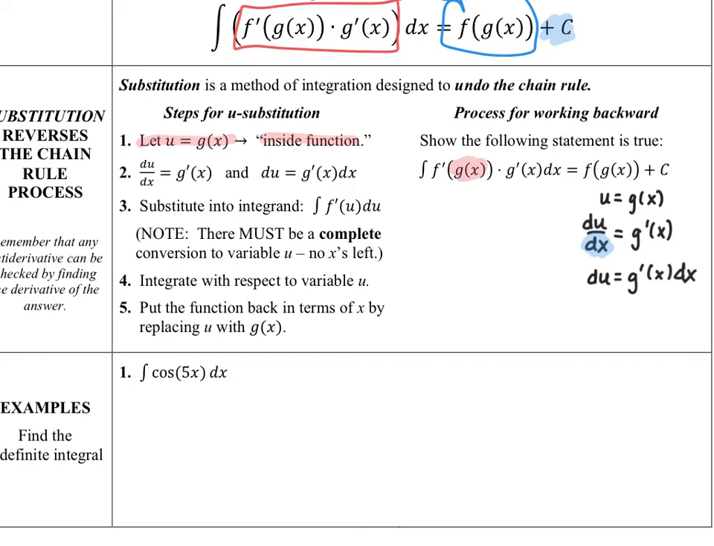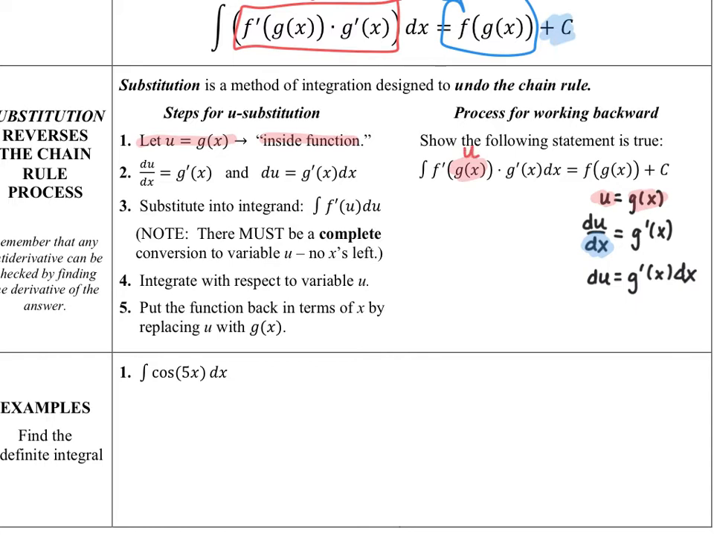What I'm trying to do is get this integrand in terms of a new variable that I'm calling u. So at this point, I'm going to do a lot of substitutions. I have here that g of x equals u. So that means here, this g of x, I'm going to replace it with a u.